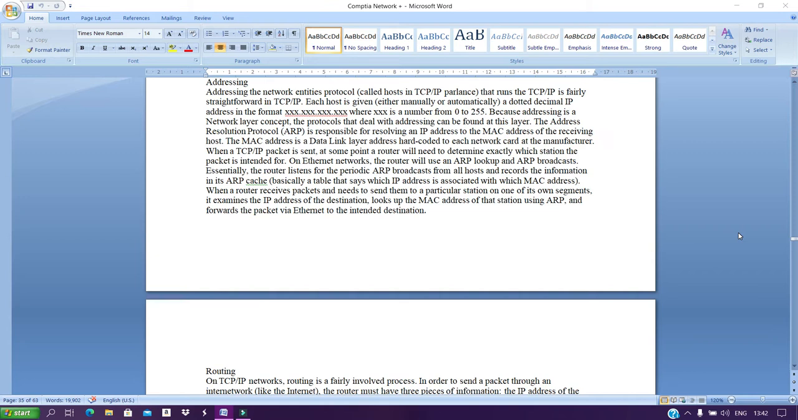Because addressing is a network layer concept, the protocols that deal with addressing can be found at this layer. The Address Resolution Protocol (ARP) is responsible for resolving an IP address to the MAC address of the receiving host. The MAC address is a data link layer address hard-coded to each network card at the manufacturer.